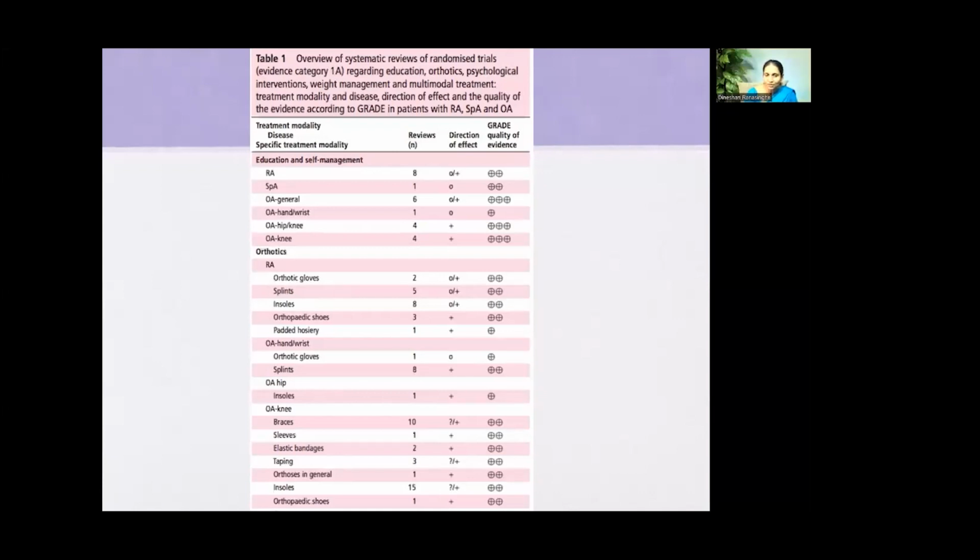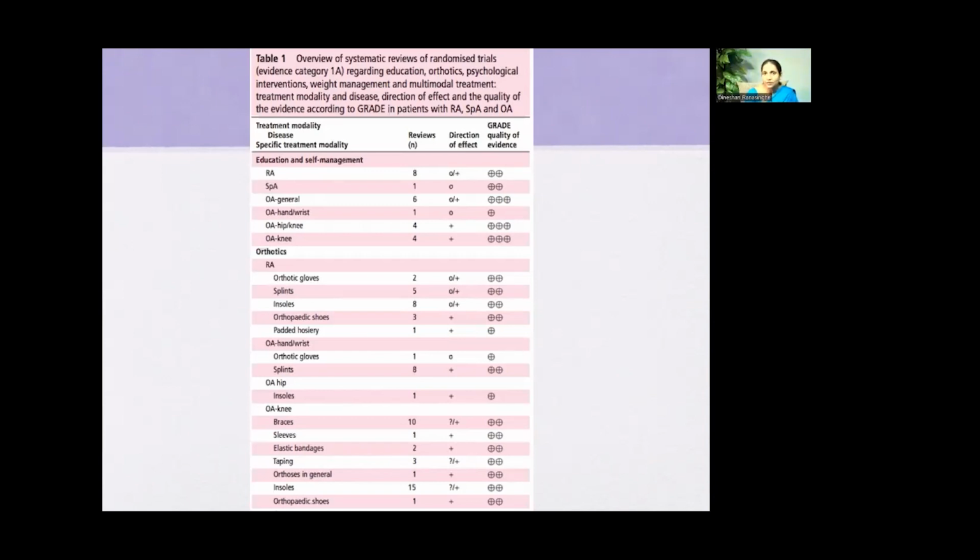And they have shown that in RA patients, education and self-management, 8 reviews have looked at it and they have shown positive effects. 2 plus is there. In general osteoarthritis, they have shown positive effects. Osteoarthritis of the hip or knee and knee alone also has shown positive effects of education and self-management. Orthotics, in the same way, the use of orthotic gloves in rheumatoid arthritis, splints, insoles, and orthopedic shoes have been shown to be beneficial in some of the studies.